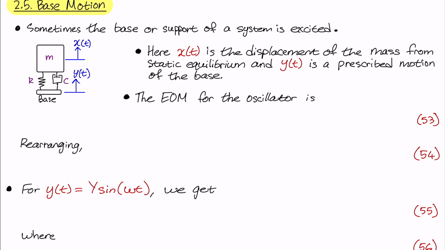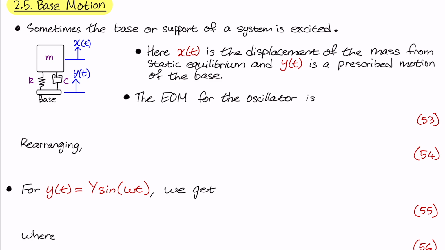Okay, so here x of t is displacement of the mass from static equilibrium. y of t is a prescribed motion of the base, meaning that that's some external influence due to the vibrations of the base, whether that's an earthquake or the total vibrations of the rest of the machines in your building and how they contribute to the ground, or whatever it is. It is something that is prescribed. It's not a degree of freedom.